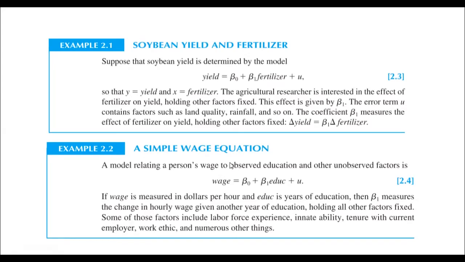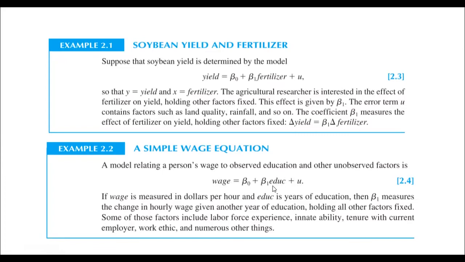In the second example, we've got wage equals beta naught plus beta 1 education plus u. This model is explaining the effect of education on wage. And like the previous model, beta 1 here is the magnitude of effect that education has on wage.